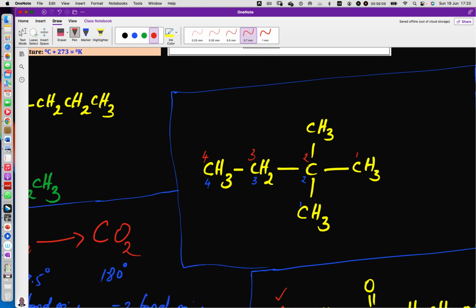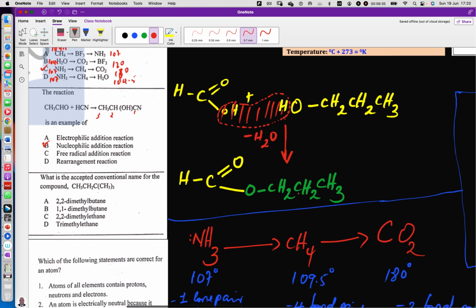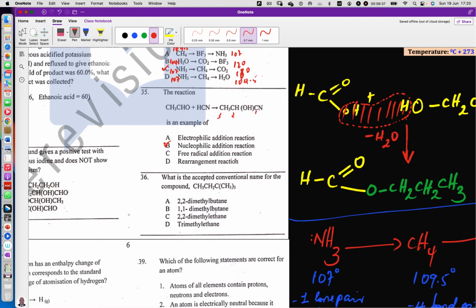And now the side chain here, the alkyl group here, is what we call the methyl group. So we now say it is 2, 2-dimethyl. Then how many carbon atoms are there? 1, 2, 3, 4. So 2,2-dimethylbutane. Let's see if that is our answer. In that case, we say A is our answer. We don't need to go ahead.